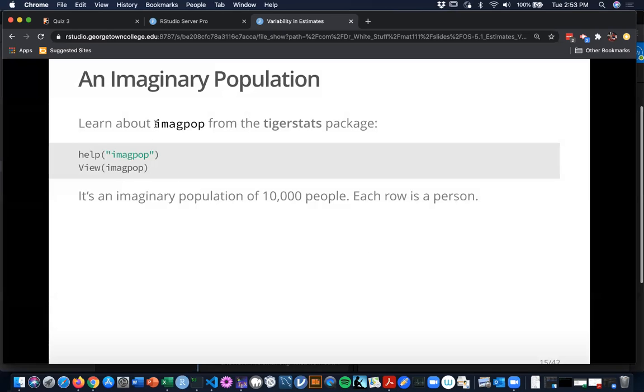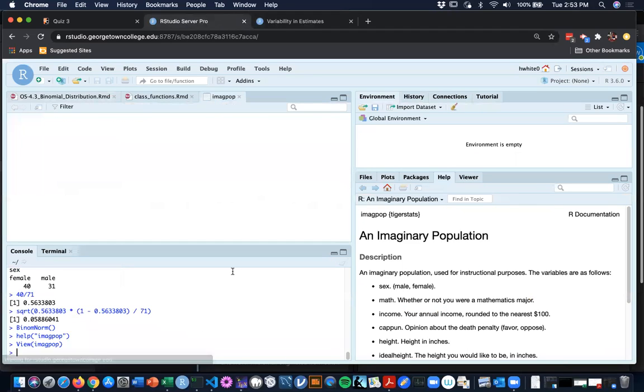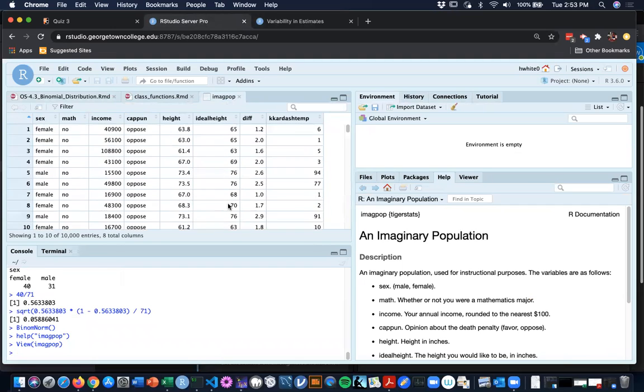So there is an imaginary population I set up in the TigerStats package called ImagePop. So I'm going to go ahead and get some help on it and view it. I'm going to go to my console and run help and view. It takes a wee moment, but ImagePop pops up after a while, and there's some help over here to help us out.